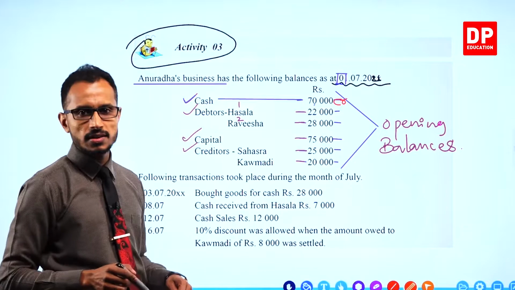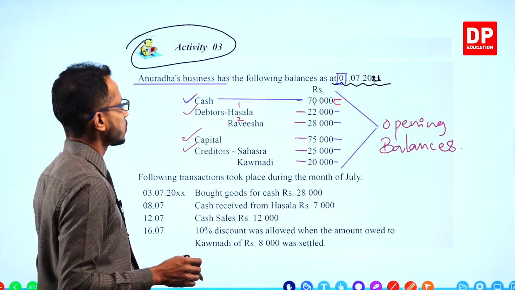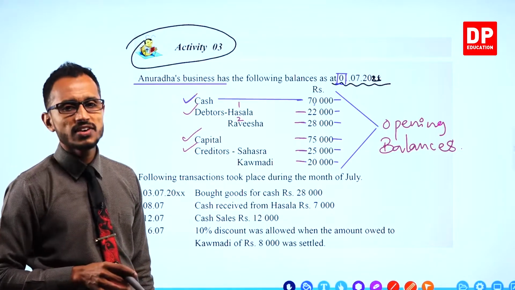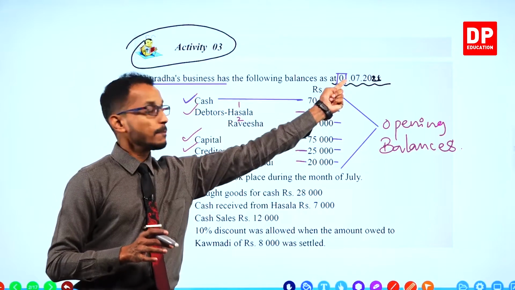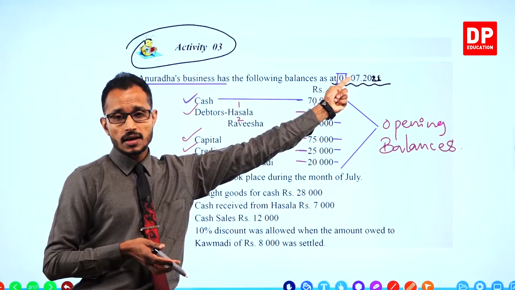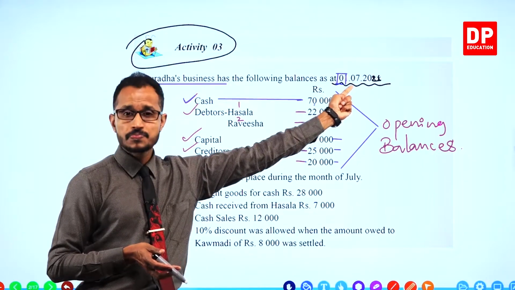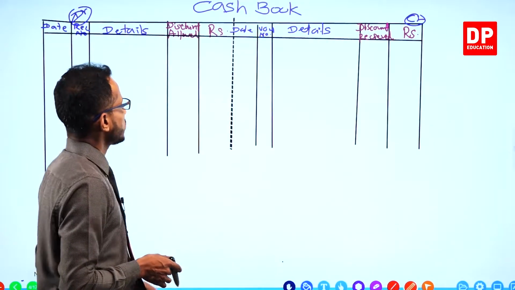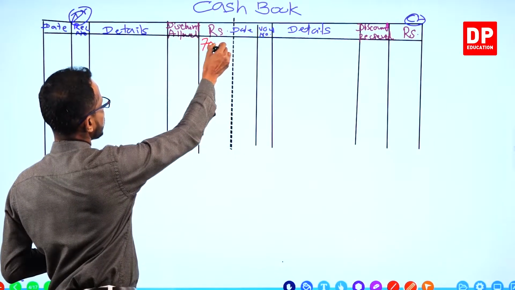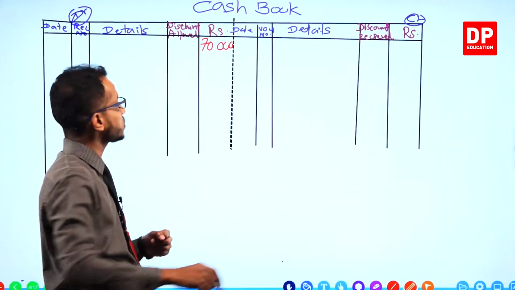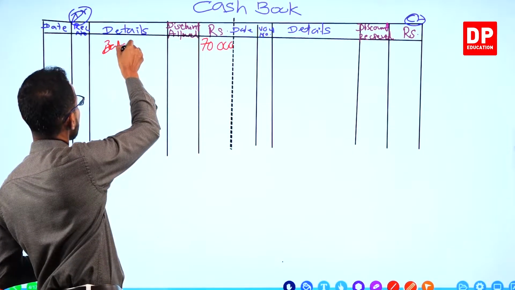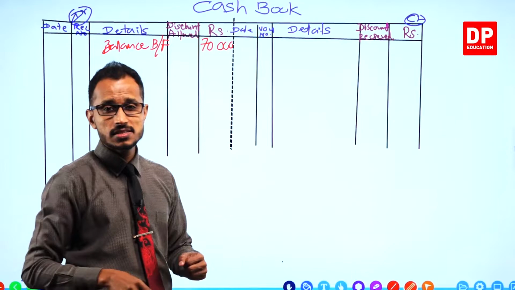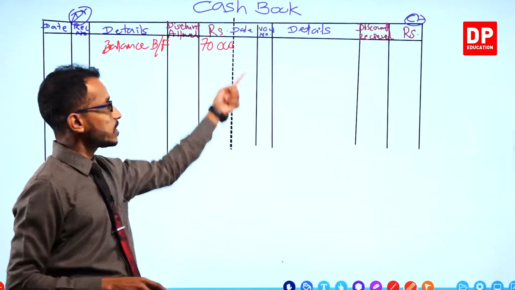Likewise, it will be mentioned. But nothing is mentioned here. That's why we take it as a debit balance. Normally, cash books have a debit balance at the beginning of a period. We'll record the 70,000 on the debit side, and we must mention that it is the balance brought forward.